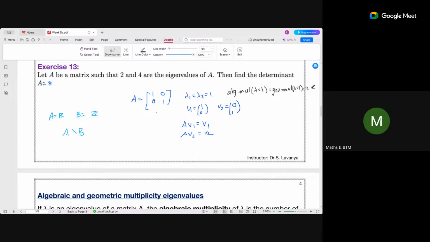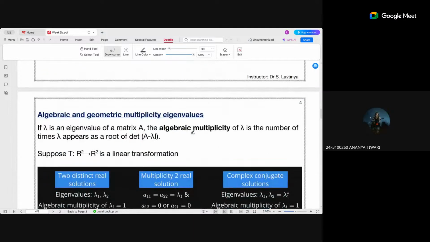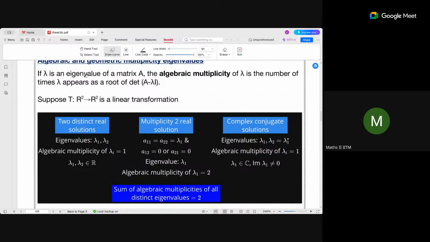Okay, fine. So what is algebraic multiplicity and what is geometric multiplicity? Is that clear? Let's see the definition now. If lambda is an eigenvalue of a matrix, the algebraic multiplicity of lambda is the number of times lambda appears as a root of determinant of A minus lambda I.